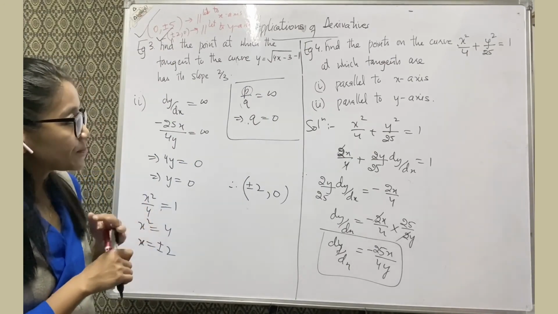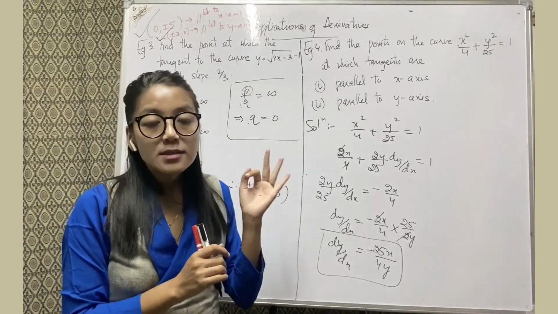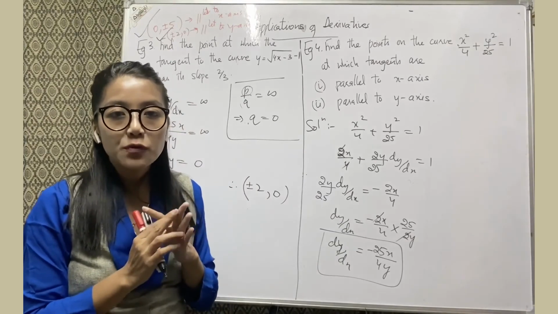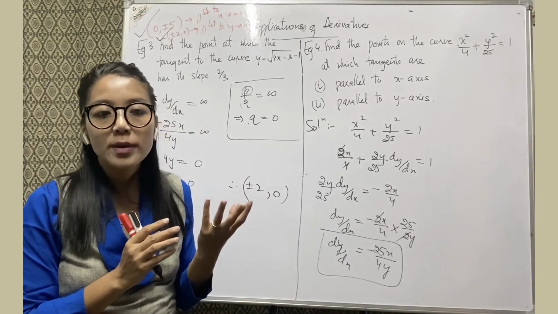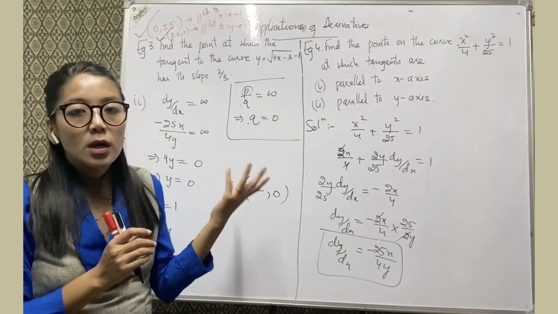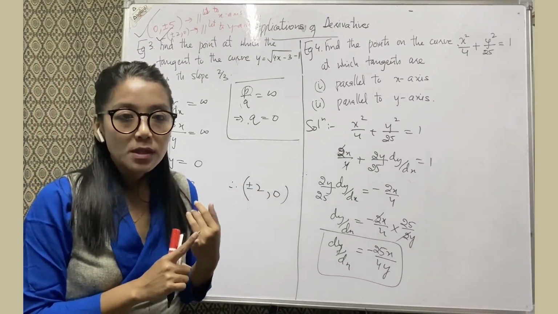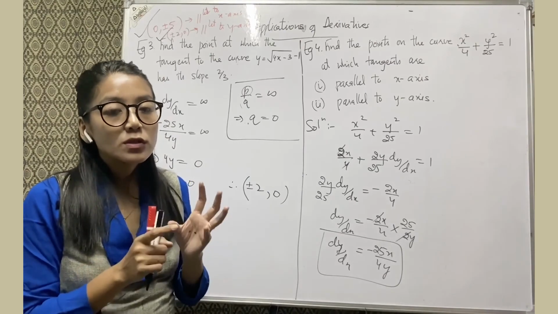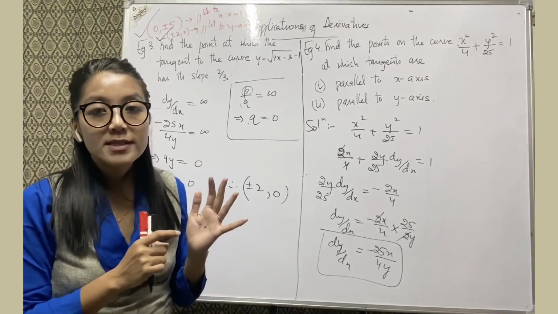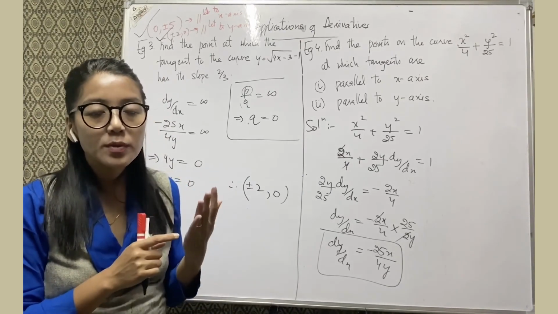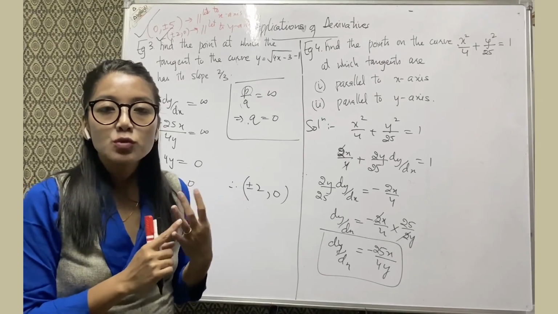Okay, now in this topic we had taken two types of questions. Generally the questions will be asked from these two topics. One is finding the equation of tangent and normal, and the other is finding the coordinates of a point on the curve satisfying a certain condition. So you have to be very much clear with these two types of questions.